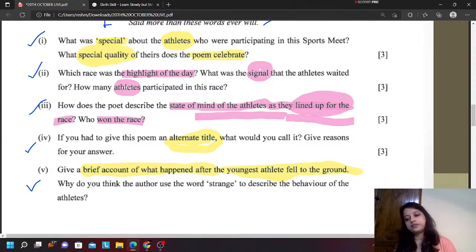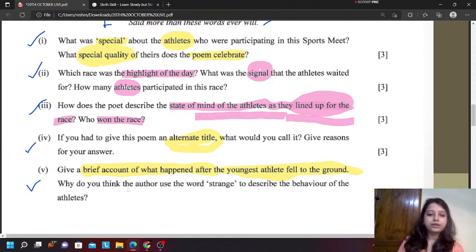Then you can write whatever you have written. One point, he gave out a cry of frustration and anguish. Second point would be that when he was totally sad, he saw that the rest of the eight athletes were returning to him because they wanted to win the race together. They wanted to showcase the unity in them.